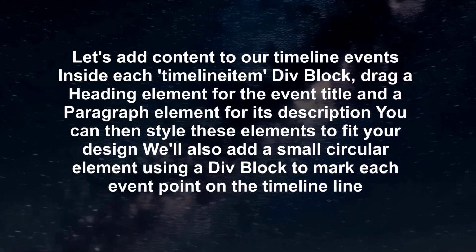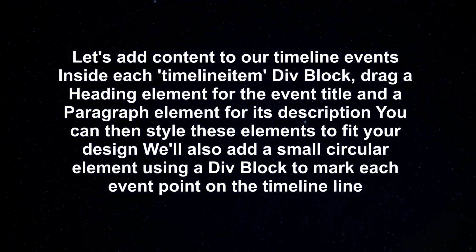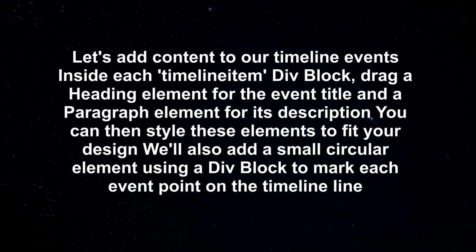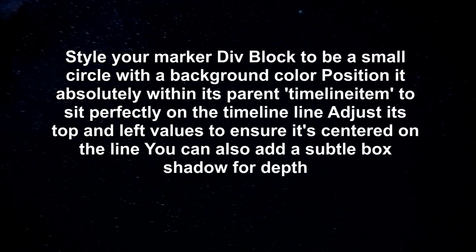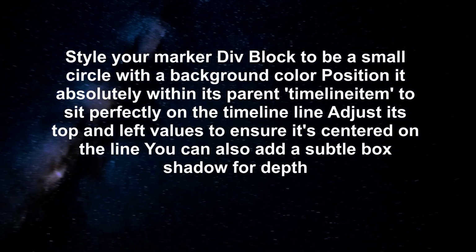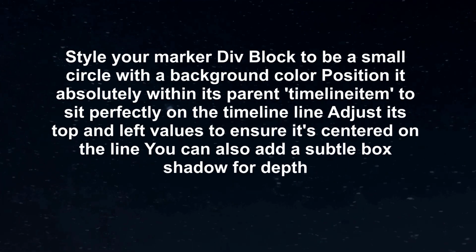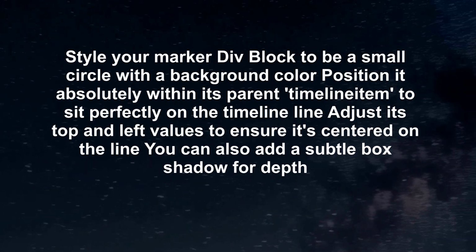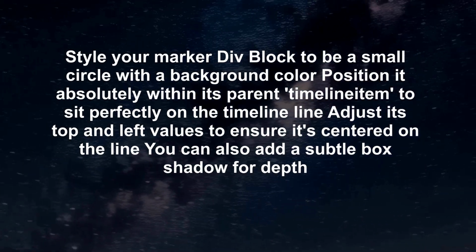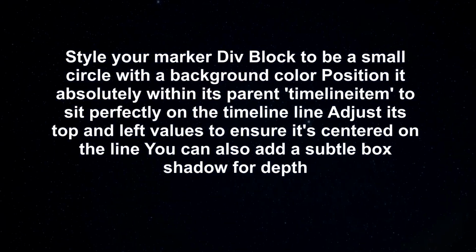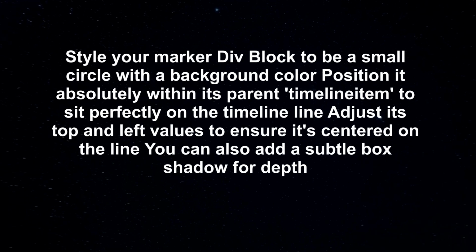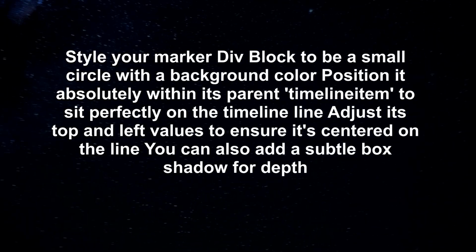We'll also add a small circular element using a div block to mark each event point on the timeline line. Style your marker div block to be a small circle with a background color, position it absolutely within its parent timeline item. To sit perfectly on the timeline line, adjust its top and left values to ensure it's centered on the line. You can also add a subtle box shadow for depth.